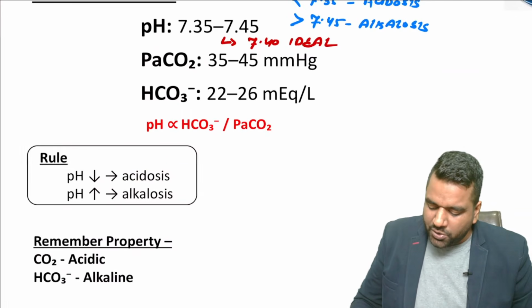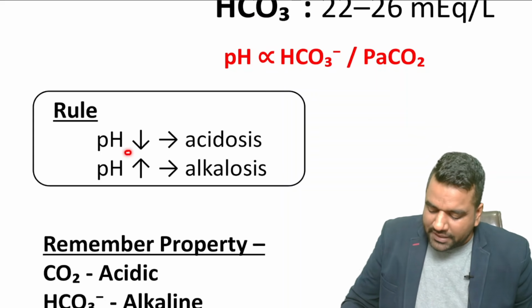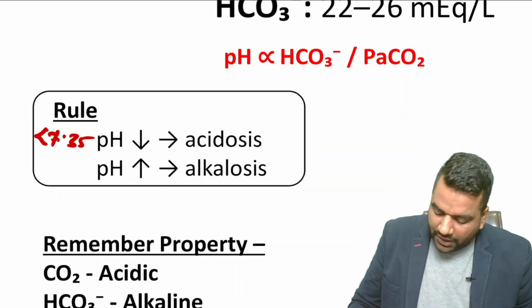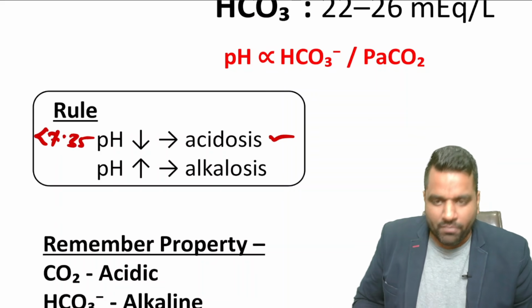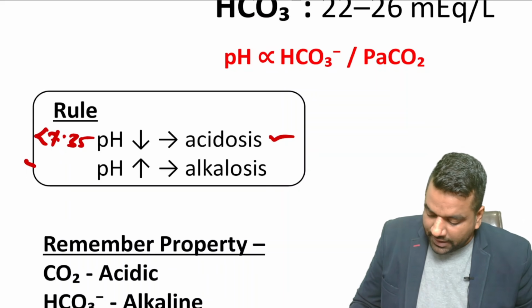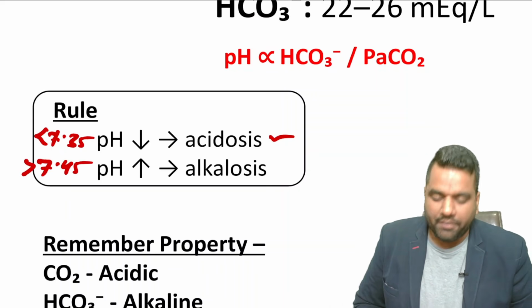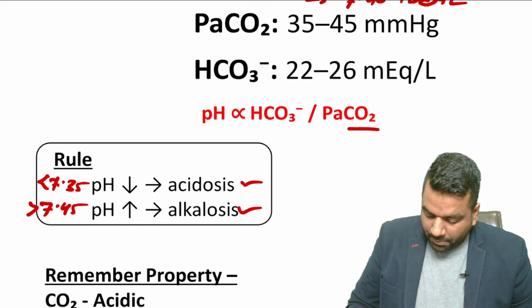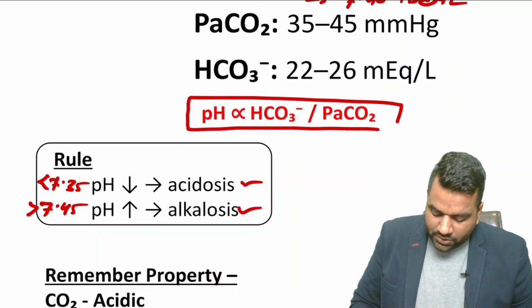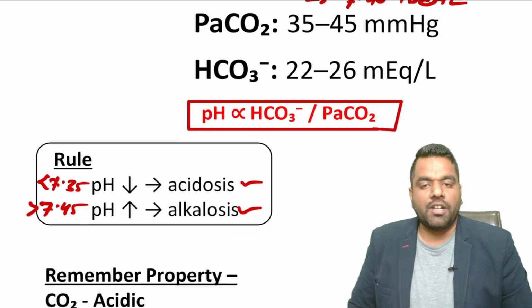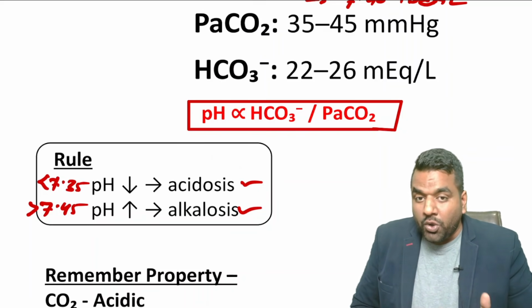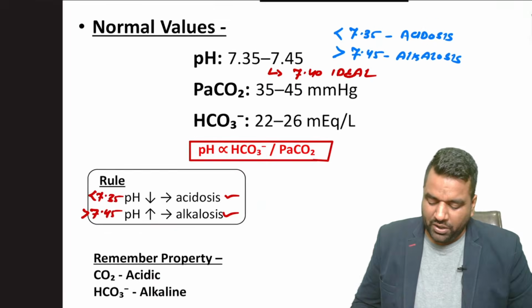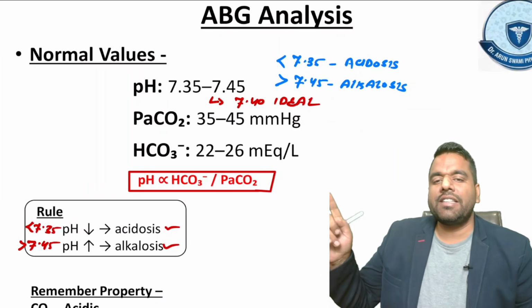So the one thing you should remember: decreased pH means less than 7.35, which is acidosis. Increased pH means more than 7.45, which is alkalosis. Remember guys, pH is always inversely proportional to the CO2, but proportional to the bicarbonate. Always remember this rule. So you should remember these normal values.